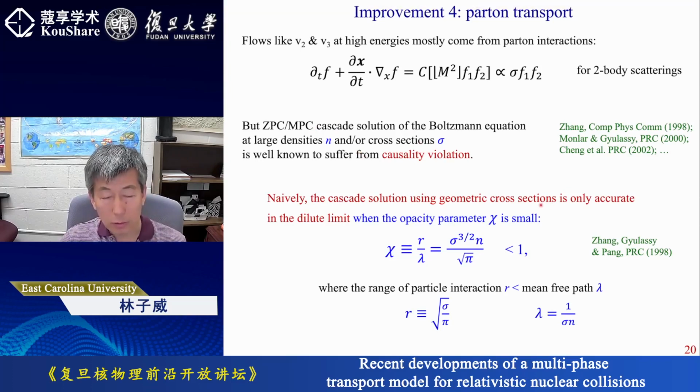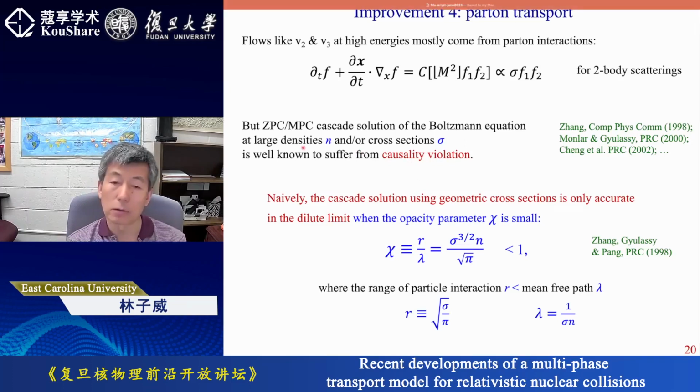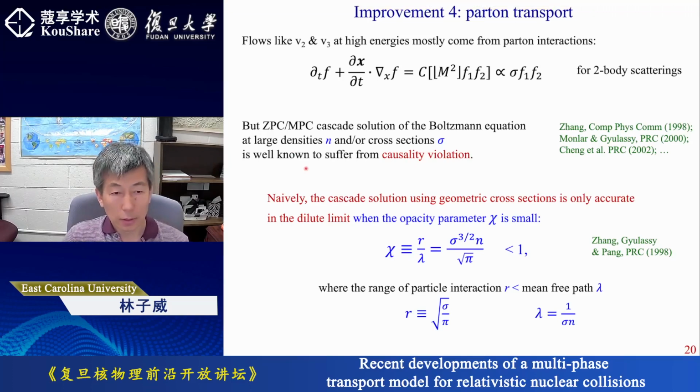And as a result, they suffer from causality violation if the densities or the cross-sections are very large. And this can be represented by a so-called opacity parameter. Basically, it's a combination of the cross-section times the parton density. So if either or both are large, then the opacity is large. So naively, the cascade solution to solve the Boltzmann equation is only accurate in the dilute limit when this parameter chi is small.